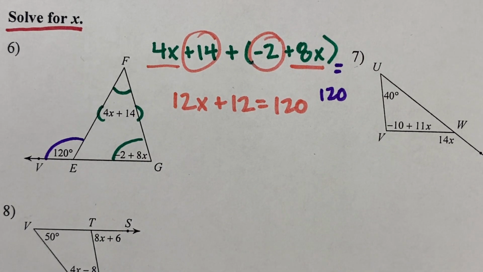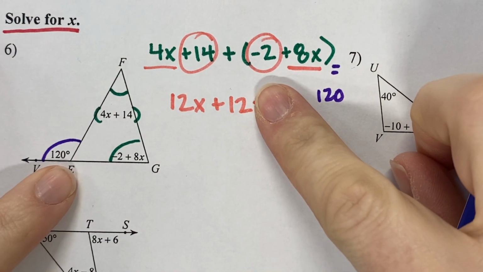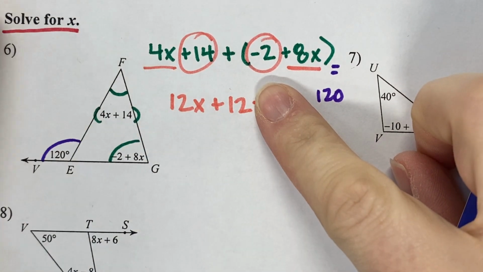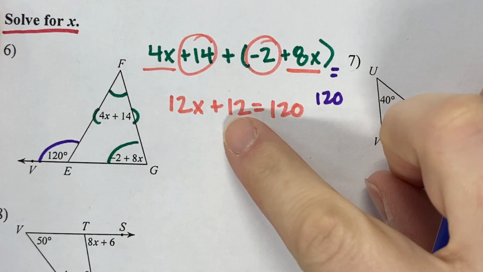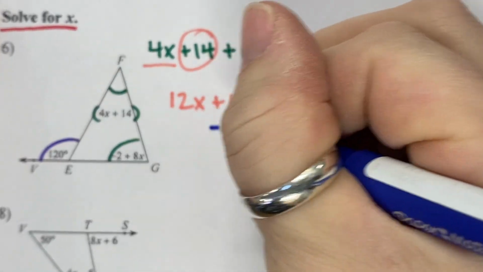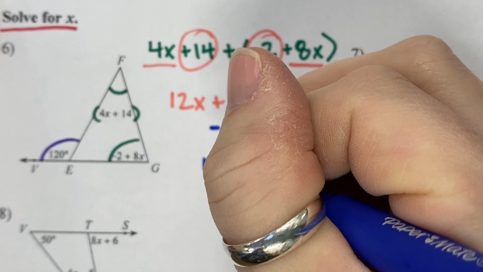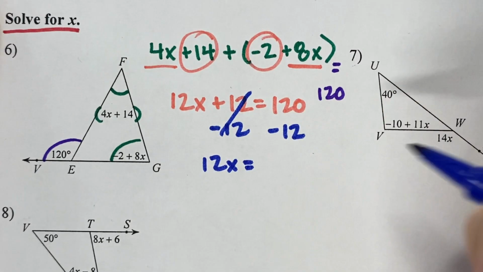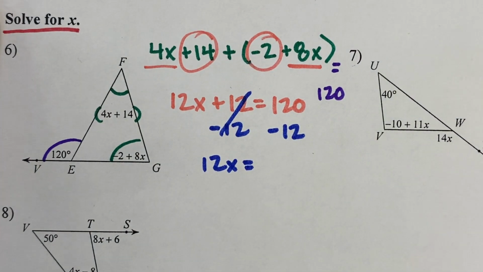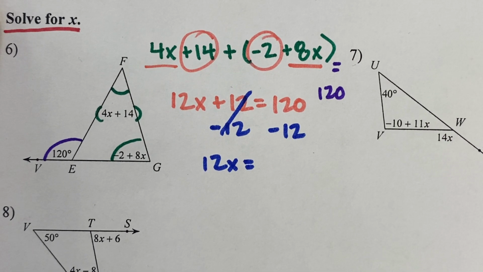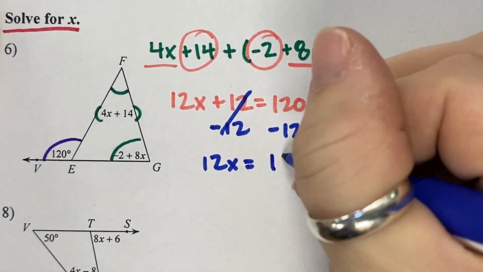So, if we just look at our side with our variable, I have a times by 12 and an add 12 that I got to get rid of. First thing I got to get rid of is the add 12, so we're going to subtract 12 from each side. So I get 12x is equal to 120 minus 12, I believe. I'm just double checking. 120 minus 12 on my calculator is 108.